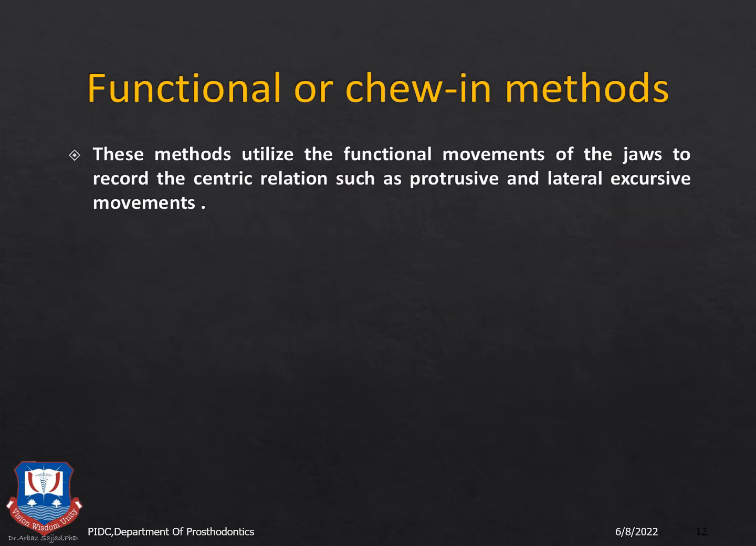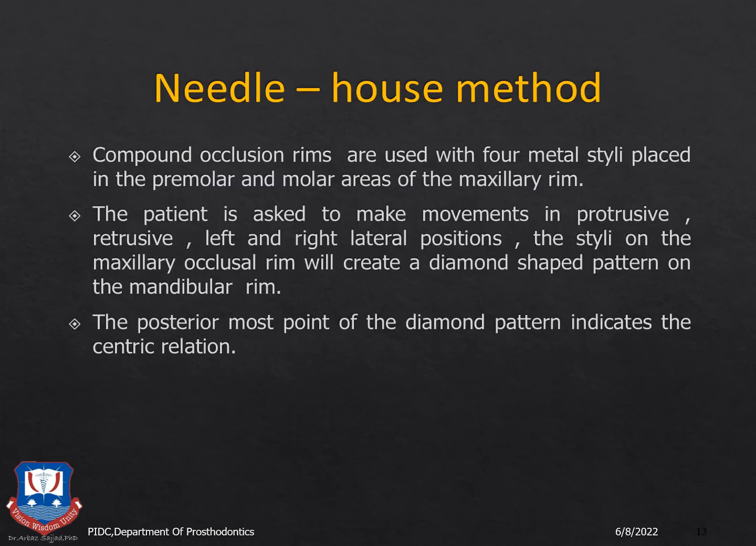So now coming to the functional or chewing methods. These methods, as I mentioned, utilize the functional movements of the jaws to record a centric relationship, such as protrusive and laterotrusive movements. The first method, as I mentioned, was the needle House method. In this method, basically, compound occlusal rims are used with four metal styli or studs placed in the premolar and molar area of the maxillary occlusal rim. So instead of a wax rim, we have a compound rim in which four styli are placed, two on either side of the ridge, that is on the occlusal surface.